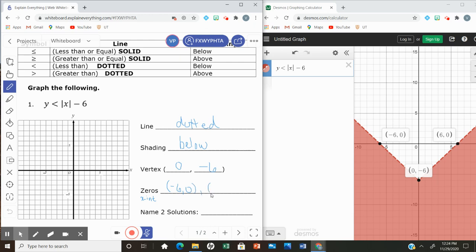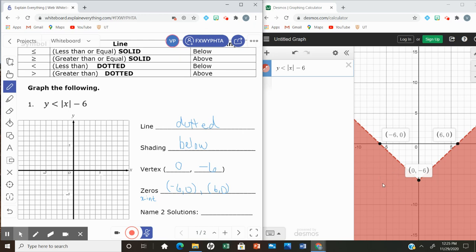And we have +6, 0. Okay, so now that we have our graph, we have our zeros, our vertex. Now let's name 2 solutions. Well, class, the points are endless.